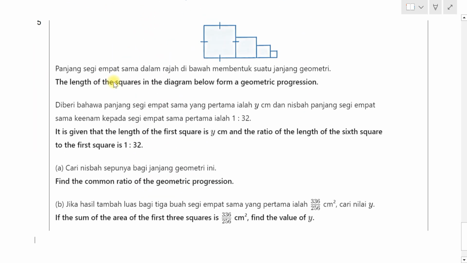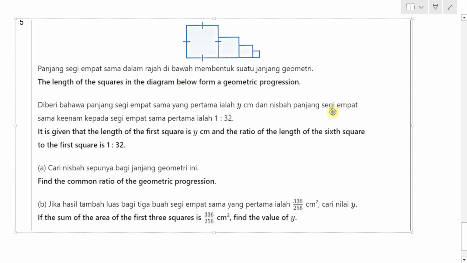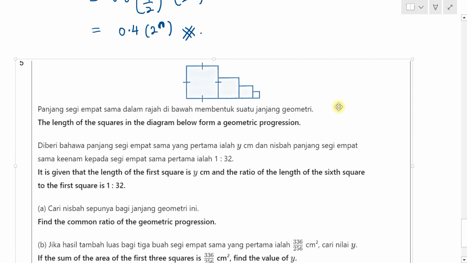Okay, question number 5. The lengths of the squares in the diagram above form a GP. Okay, it's the length of the square, not the perimeter or the area, they said length. It is given that the length of the first square is y. The ratio of the length of the 6th square to the first square is 1 to 32.